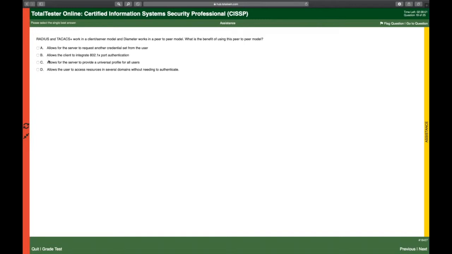But A, B, Alpha, Bravo, and Charlie talk about clients or servers. Delta is an outlier here, maybe because it says it allows the user to access resources in several domains without needing to authenticate. I think that speaks to a peer-to-peer model, and it doesn't mention server or client. So, anybody disagree? I was going for a D or A. Okay, we'll see. It's as good as any one of them.